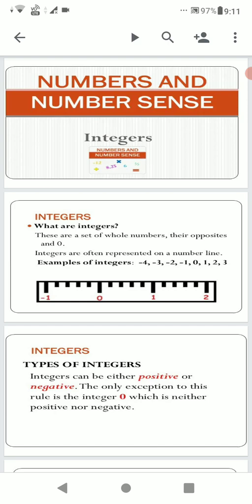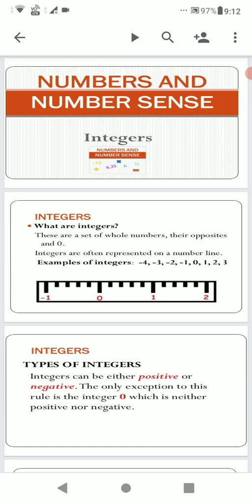Okay, so let's start now, integers. What are integers? These are a set of whole numbers, their opposites and 0. Integers are often represented on a number line. Here, students, you are given a number line. Integers are often represented on a number line. Examples of integers are -4, -3, -2, -1, 0, 1, 2, 3.